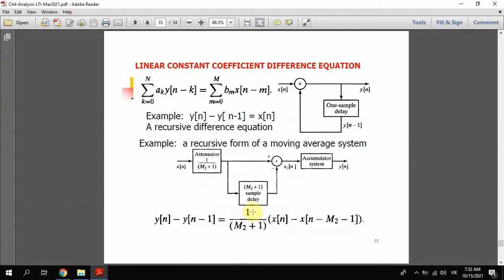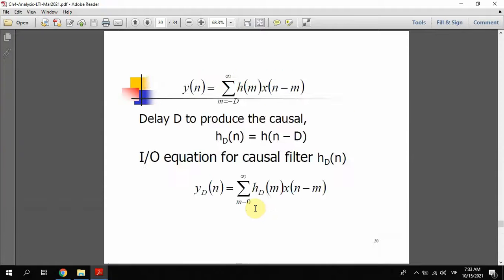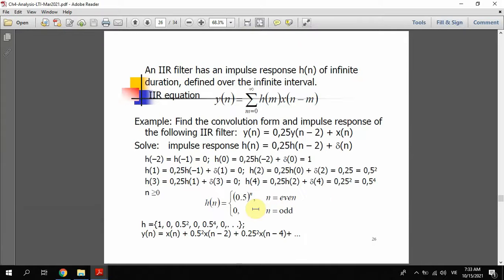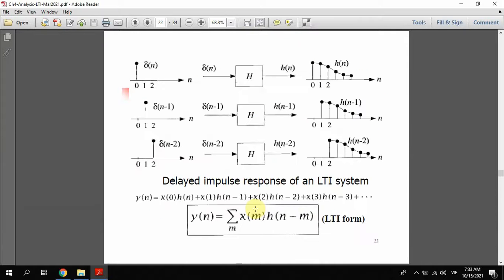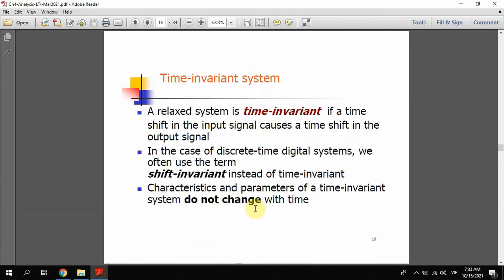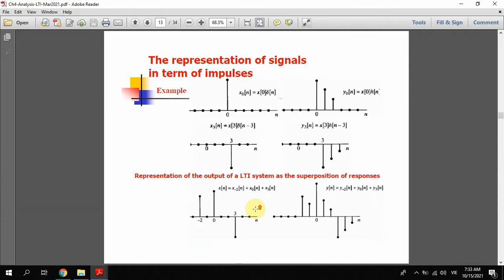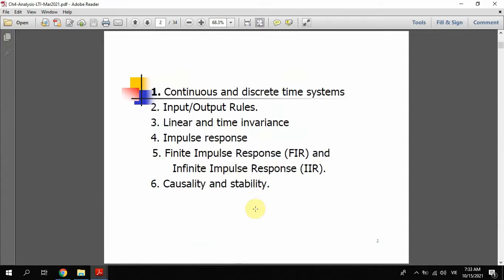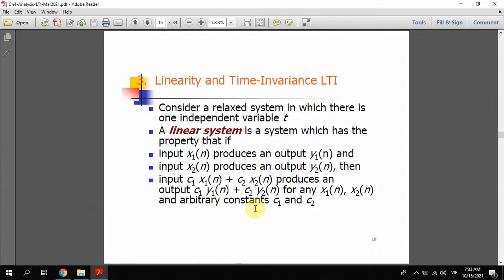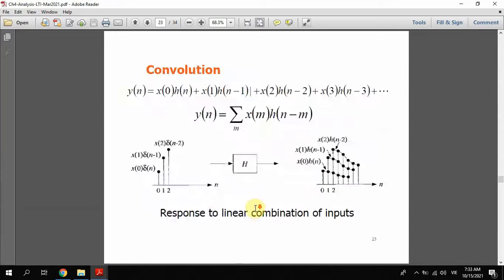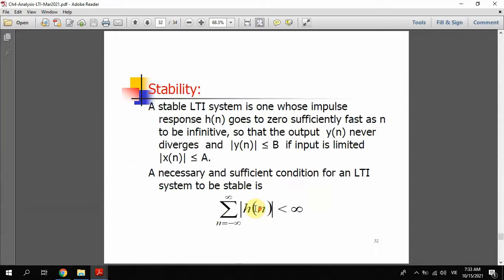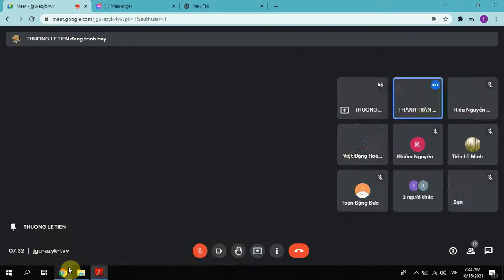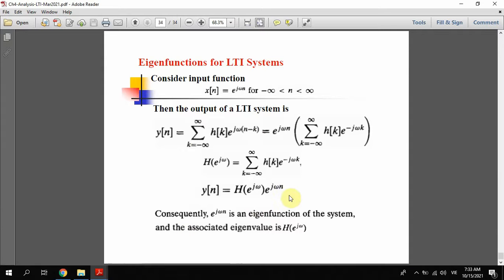Is x[n] equal to e to the power of 0.5 pi jn? Yeah. And the output of the system, you have to provide the full form. x[n] is equal to e to the power of j omega n, where omega is equal to 0.5 pi.